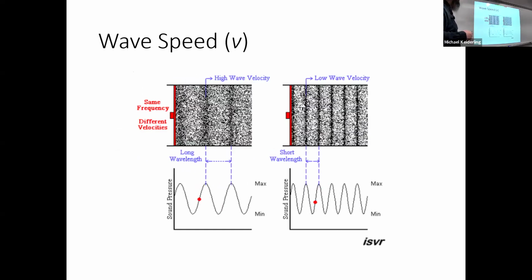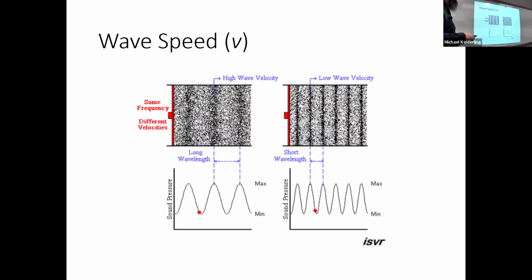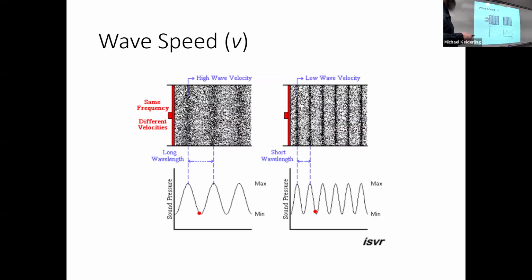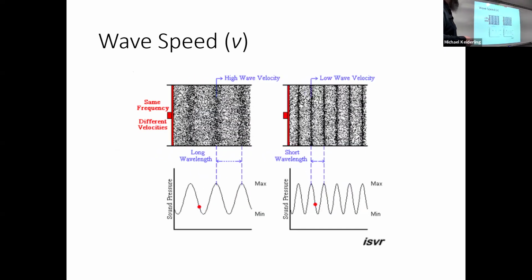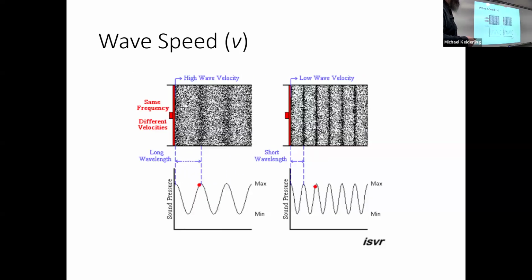So here we have the same frequency, but different velocities. When we have a high wave velocity, the wavelength is longer. When we have a low wave velocity, the wavelength is shorter.